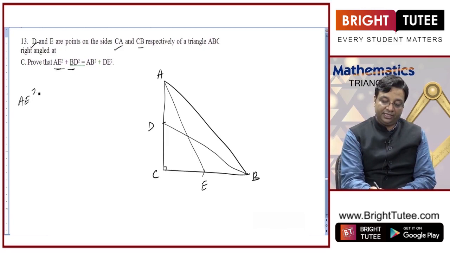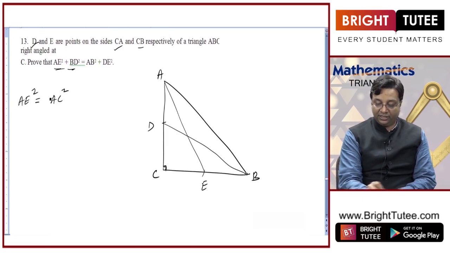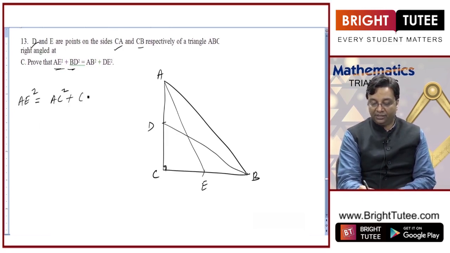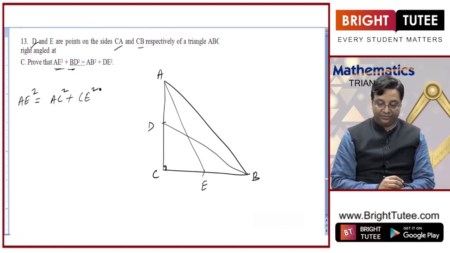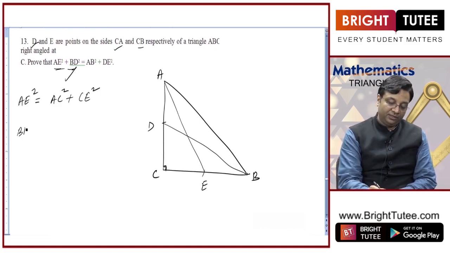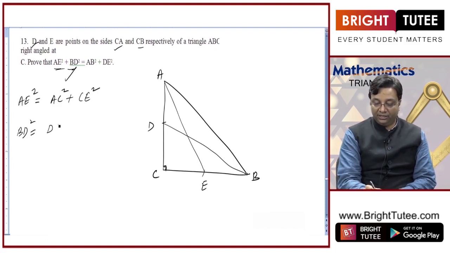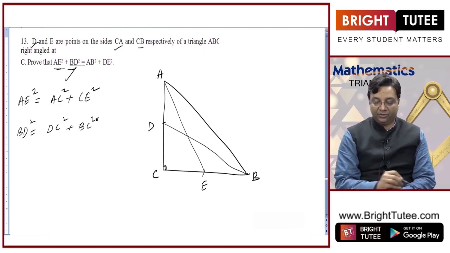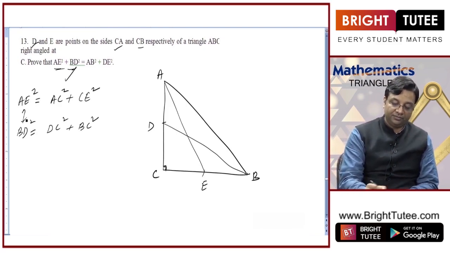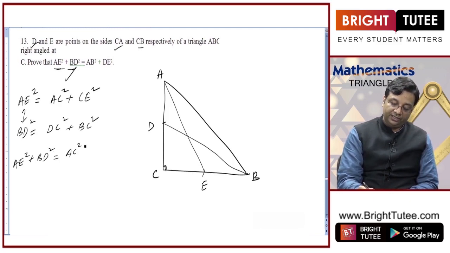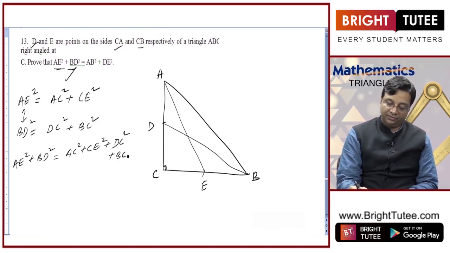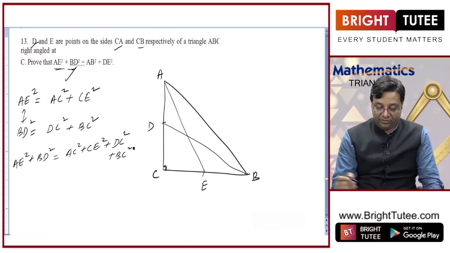Okay. First of all, let us see what is AE square. So this is a right angle. So by Pythagoras theorem, I can say AC square plus CE square will be equal to AE square. And how do I obtain BD square? BD square is equal to, Pythagoras theorem says it is equal to DC square plus BC square. Now their sum, AE square plus BD square is equal to AC square plus CE square plus DC square plus BC square.